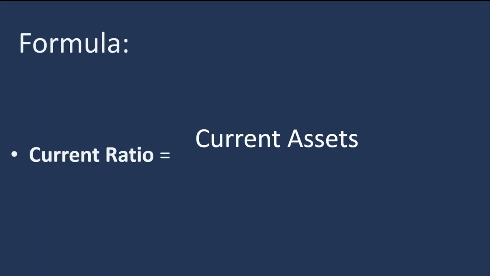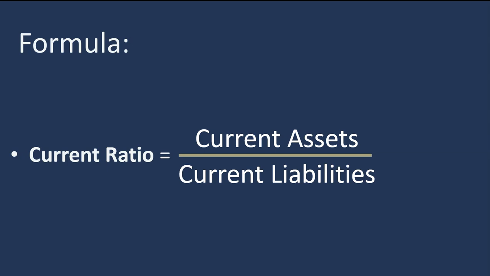And so for the formula, the current ratio itself is current assets, which we just talked about, divided by current liabilities. Sometimes this gets abbreviated CA divided by CL. So it's current assets divided by current liabilities.